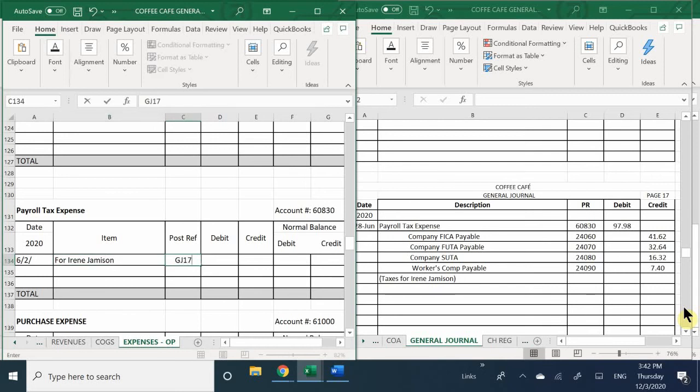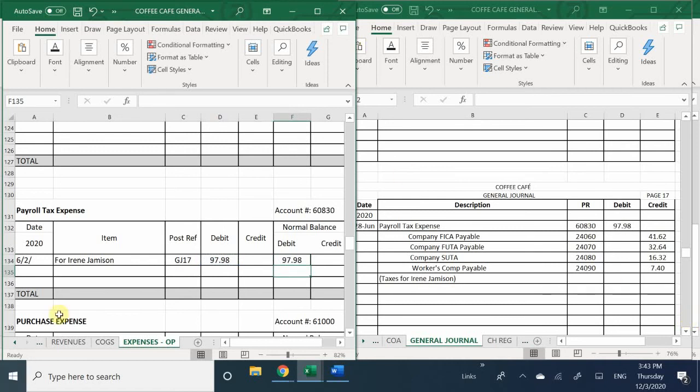$68.30. Here we go. $6.28 for the date. And then we're just referencing Irene Jameson, General Journal 17, because we went to a new one. Correct. And it's going to be under our debit column, the 97.98. And then under the normal balance again, the 97.98, because we only got the one.